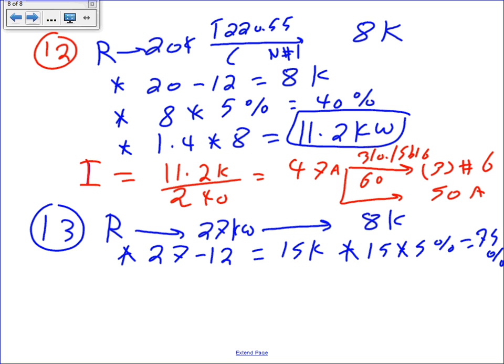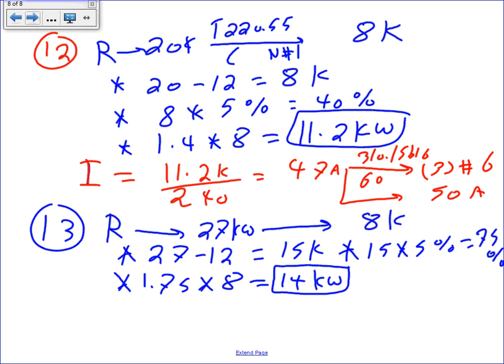And finally, you take 1.75 and multiply it by 8. What do you get, Oladipo? That's 14 kW. So for this branch circuit, by demand, the calculated load is 14 kW. The rest is a piece of cake now.